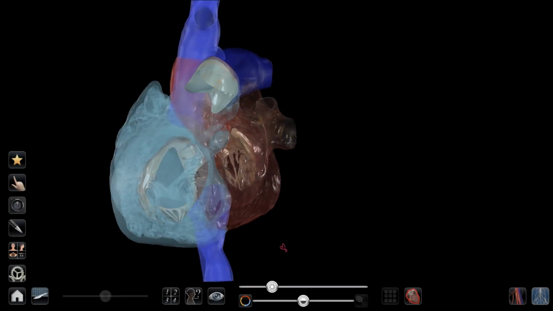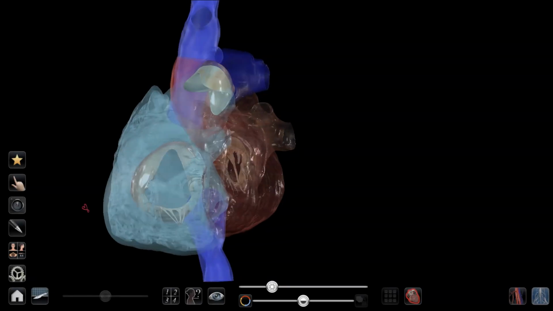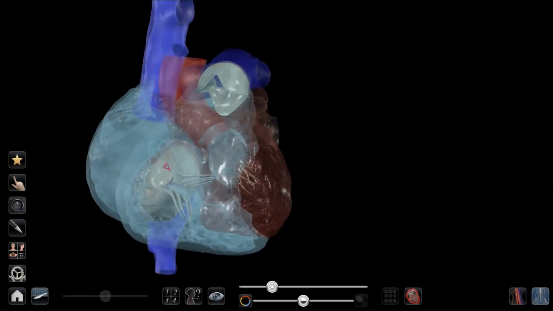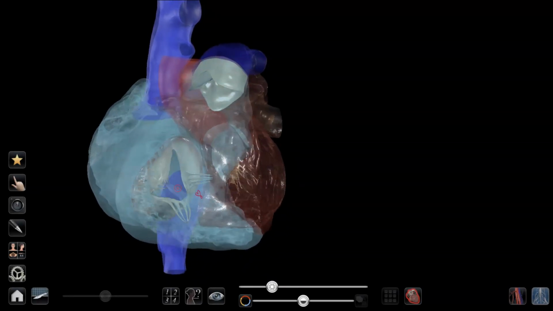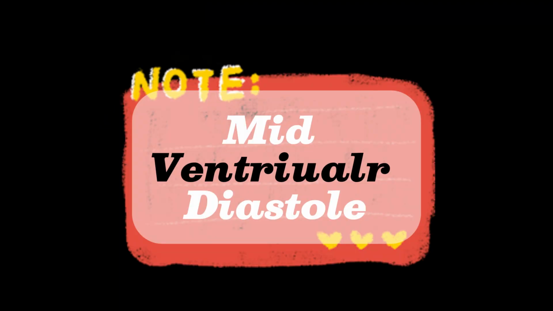I should point out that for this video we will be focusing on the left side of the heart, but do note that the concept is exactly the same on the right side.